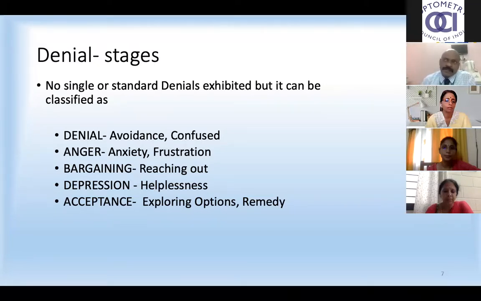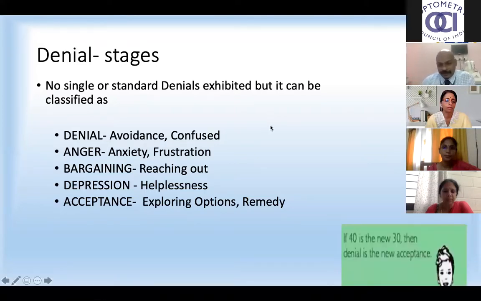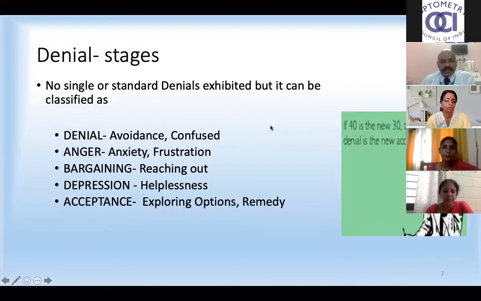So a presbyope either goes through the entire process of stages, or maybe the first stage alone, or the first, second and the last stage. It varies from individual to individual. So the end point of the denial stage is the understanding that if 40 is the new 30, then denial is the new acceptance. So what triggers these stages?